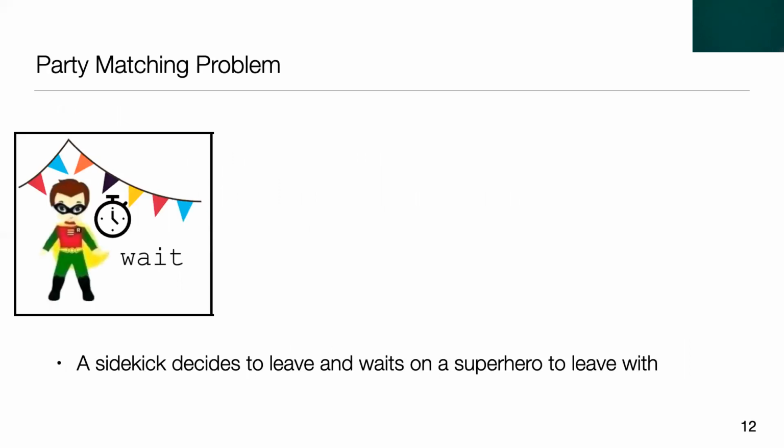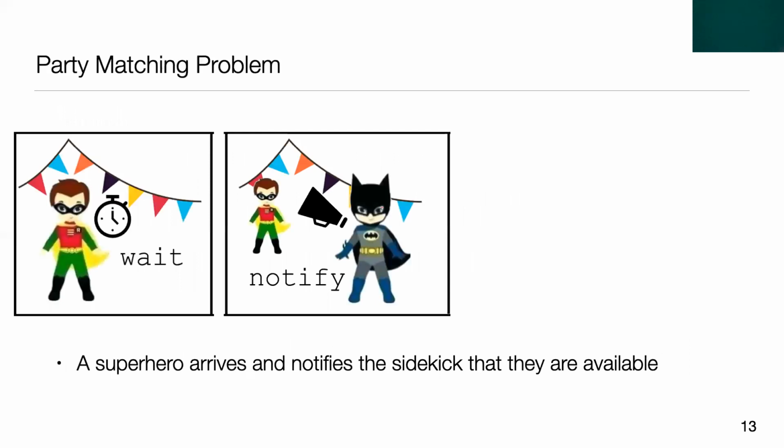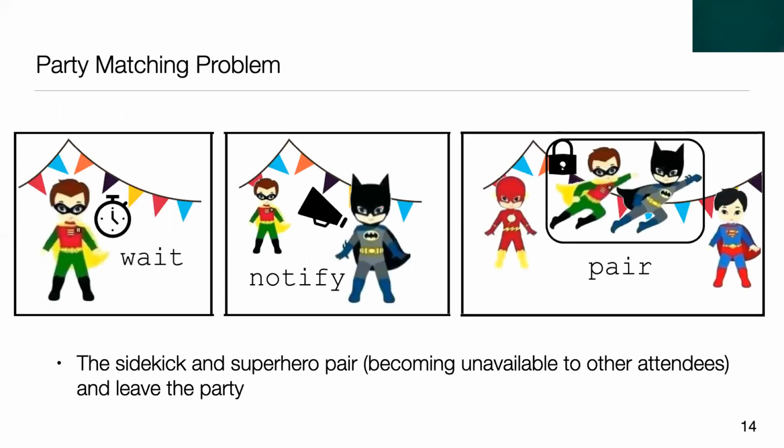It involves attendees arriving to a party and attempting to pair with someone and leave with them. Our version has a superhero spin. For example, let's say a sidekick is at a party and decides they want to find a partner and leave. They must wait for an appropriate partner, a superhero, to arrive. An arriving superhero can notify everyone of their attendance, and then available partners may immediately pair and go fight crime.